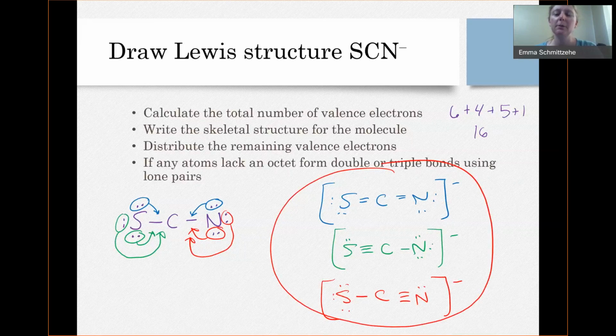A lot of times, if you're asked to draw the Lewis structure of something, you draw 1. If you're asked for resonance structures, there should be multiple, and a lot of times you're not told how many. You just have to figure out how many you can come up with that are valid. So in this case, if I had just asked for a Lewis structure, you could give me any of these 3 and that would be fine. If I asked for the resonance structures, you would give all 3.